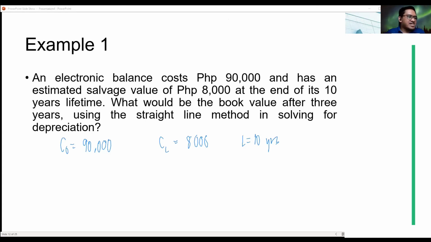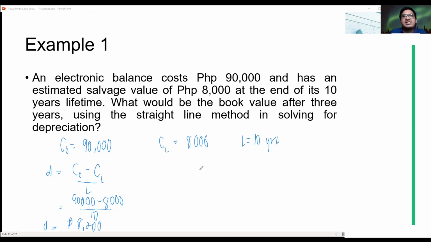Okay? So using the formulas that we had earlier, let's take a look at the annual depreciation first. Okay? So D is equal to C sub O minus C sub L divided by L. So that will be 90,000 minus 8,000 divided by 10. What's our depreciation? Of course, no one will take out a calculator. It's me again. 8,200. Correct. Okay? So that is the depreciation per year.